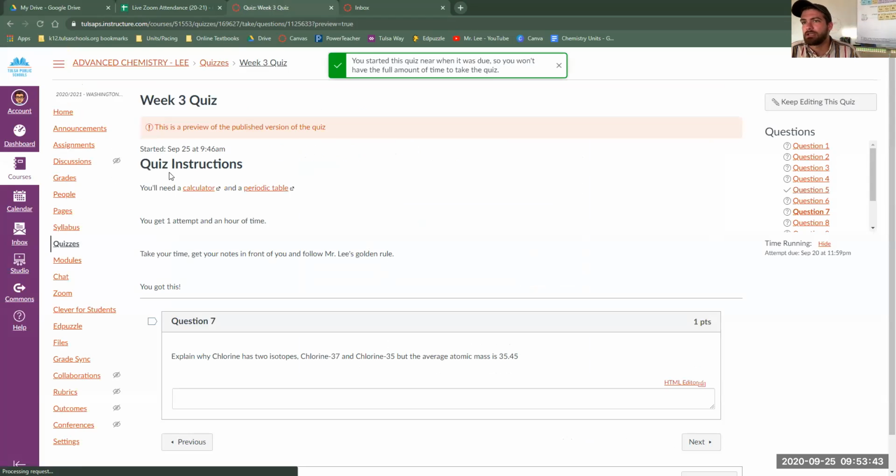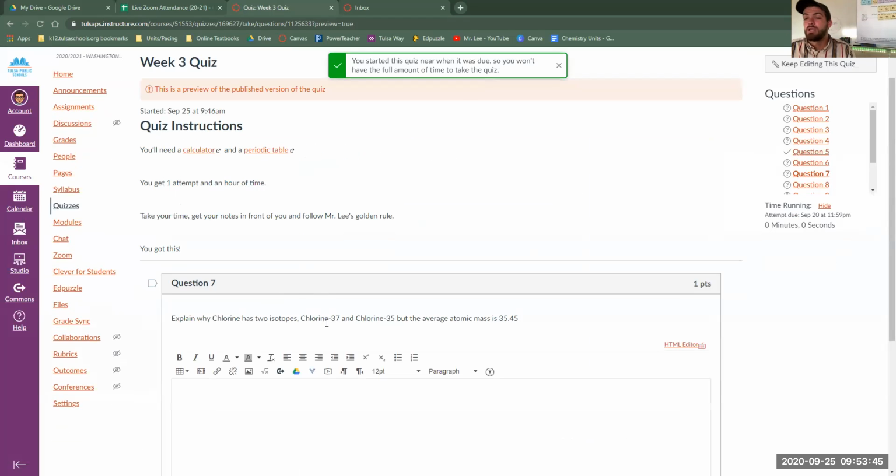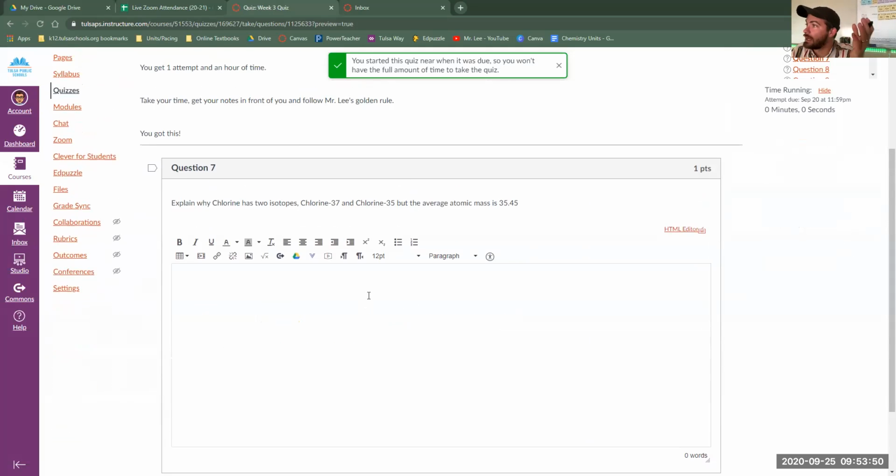Continuing on, question 7. This one tripped up a lot of people. Let's read this problem and interpret it, breaking it down. What are we asked to find? Explain why chlorine has 2 isotopes, but the average atomic mass is 35.45. It's not "explain why it has 2 isotopes." It's explain why there's 2 isotopes.